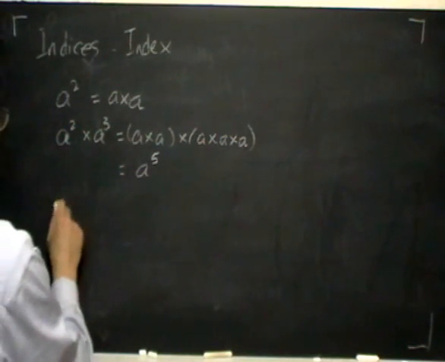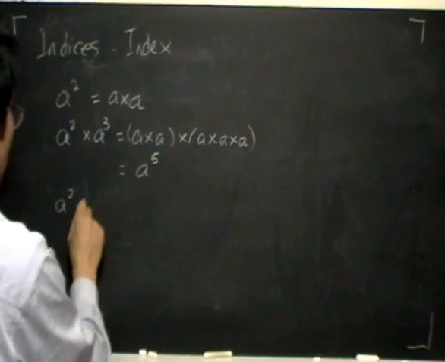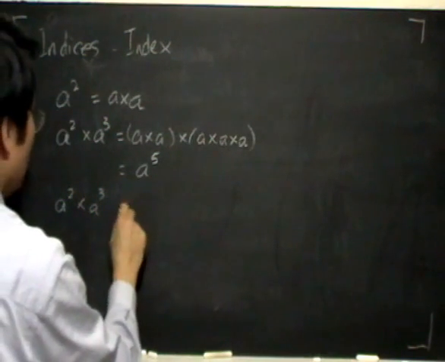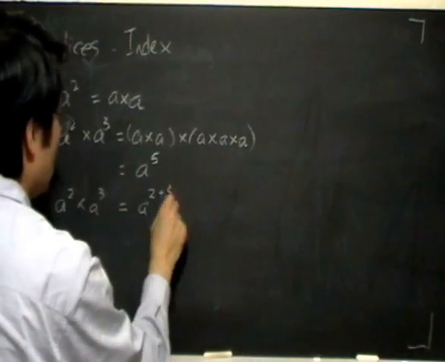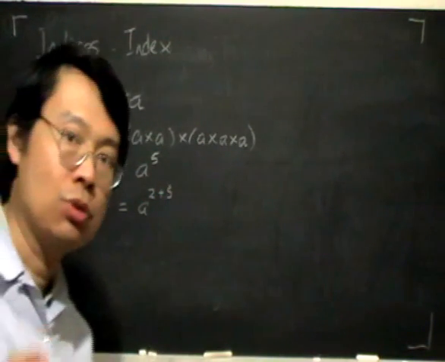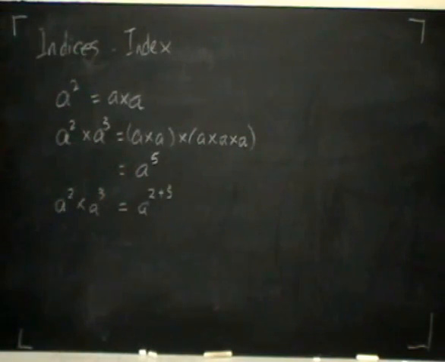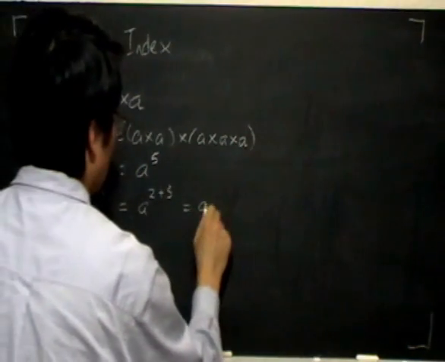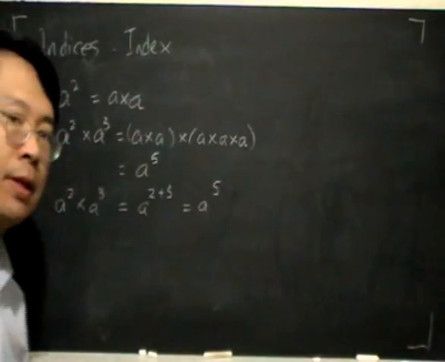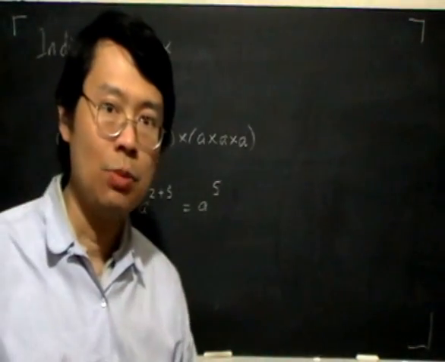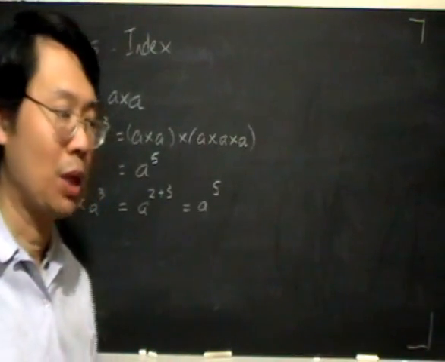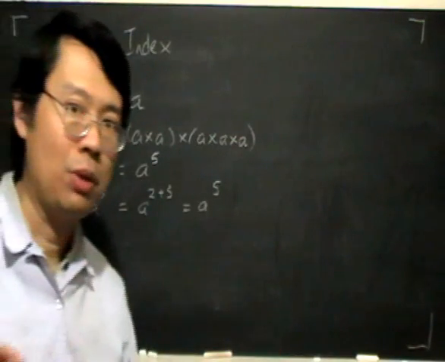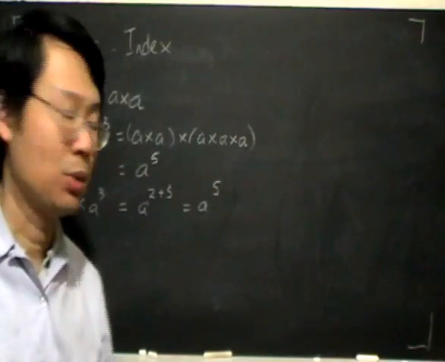So let me write it this way. A squared times a cubed is really the same as a to the power of 2 plus 3. So 2 plus 3 is a new power, which is 5. So this observation gives us a very easy way to multiply 2 powers, any powers.